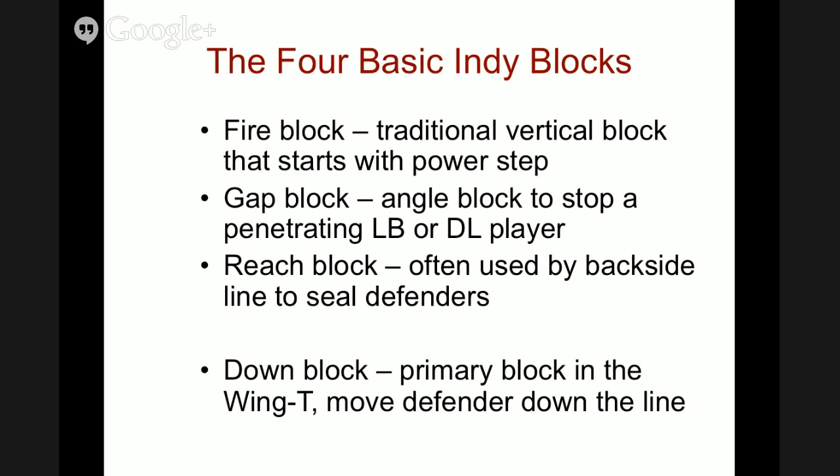or D-line player. The thought here is the kid is really throwing his helmet in front of the player, and trying to take him straight horizontally down the line. And this is part of the whole gap and down block scheme that you'll see on many of the wing T plays. Third is the reach block. This is often used on the backside to seal defenders.